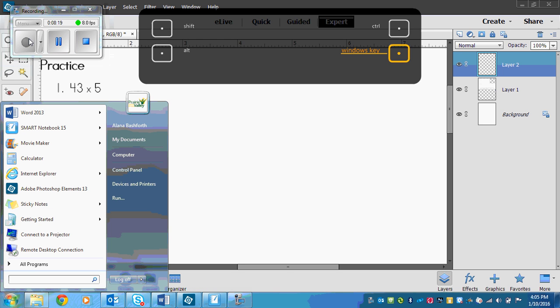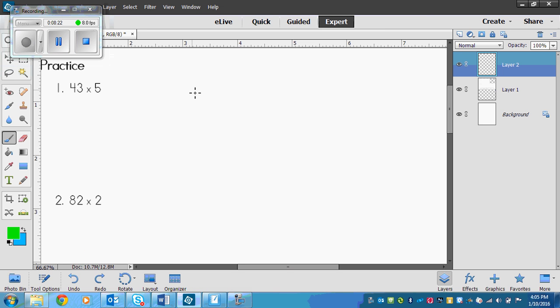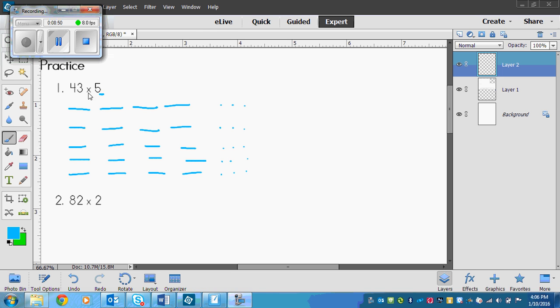Okay, so I'm going to show all 3 strategies. You may have just used one, but for the first one, I'll do the first strategy that we learned. So that was base 10 blocks. So I've got 43 times 5. So I'd make 43, 1, 2, 3, 4, and then 1, 2, 3. So I need to do this 5 times. So there's 1. So do again. Okay, so I've got 1, 2, 3, 4, 5. I've got 43 5 times.